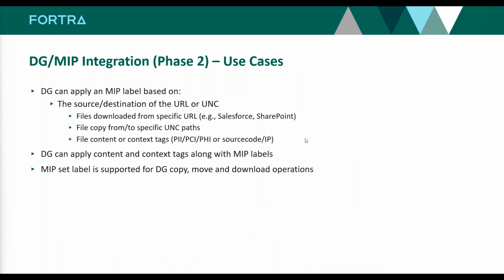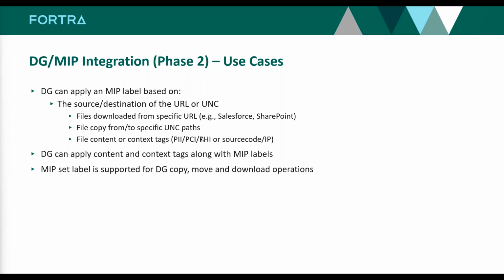Phase 2 is the setting label. Again, it's based on specific operations, so be careful, right? We can set a label based on a copy. So you're copying something to USB, you're copying something to a specific share, or moving a file in download. If you actually do one of those operations, we can stop and set a label based on a rule, right? So based on where it's coming from, based on the UNC path or the content, we can apply a label based on that.